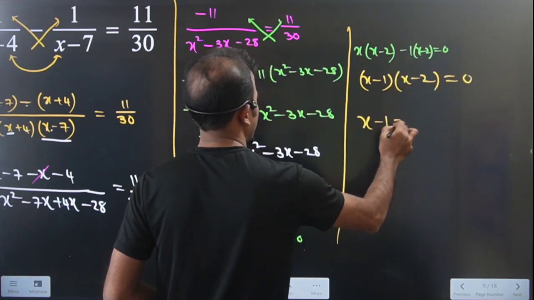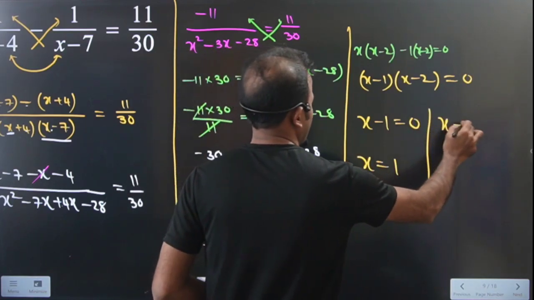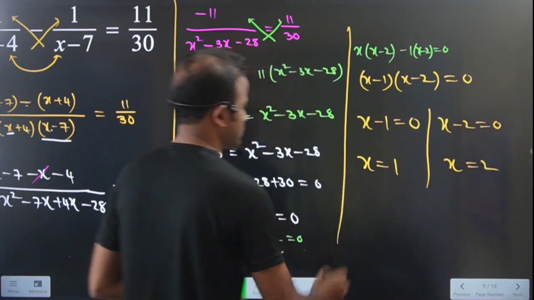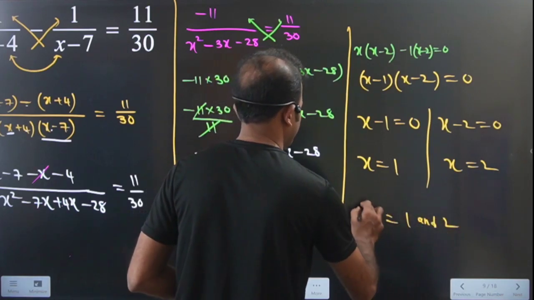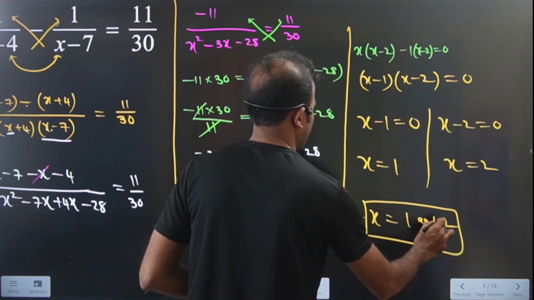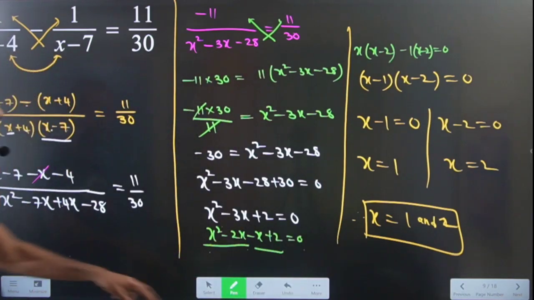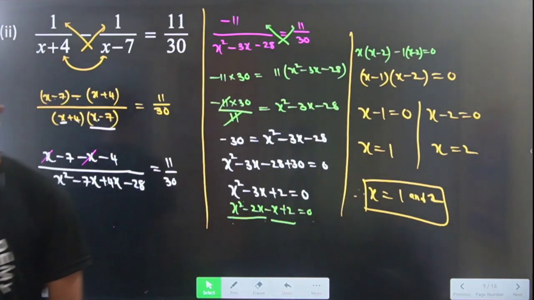Make x minus 1 equal to 0, then the x value is 1. Similarly here also do the same thing: x minus 2 equal to 0, minus 2 when you take it to that side will become plus 2. Therefore x equal to 1 and 2. The roots of this given equation are x equal to 1 and 2. Is it clear, everyone? Right? Move on to the next one.